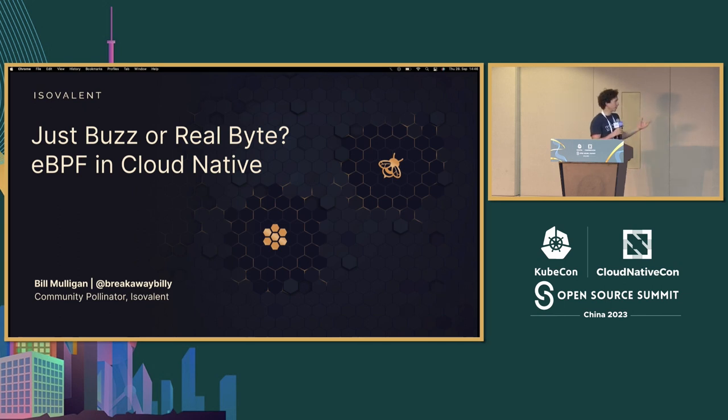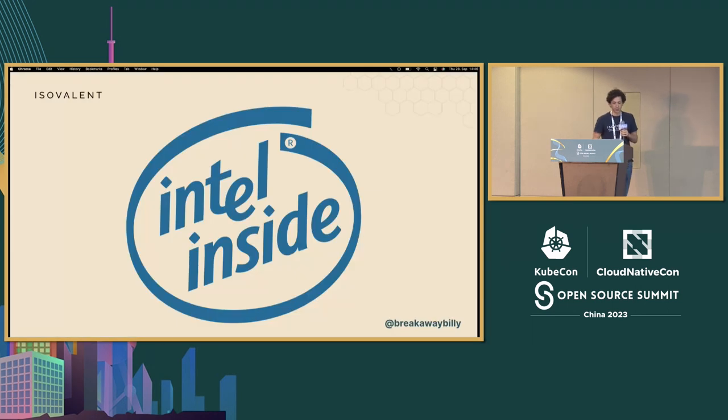This presentation is Just Buzz or Real Byte, eBPF and Cloud Native. If you don't know me, I'm Bill Mulligan. I'm a community pollinator at Isovalent. I say pollinator because with eBPF, we like to talk about bees, and I help communities grow and flourish, especially around eBPF and Cilium.